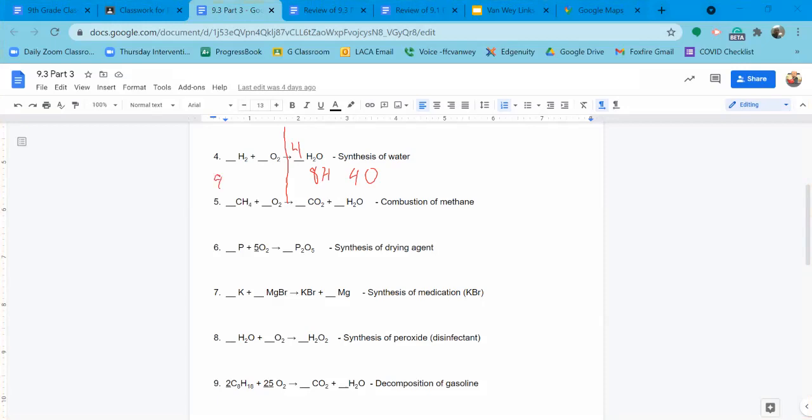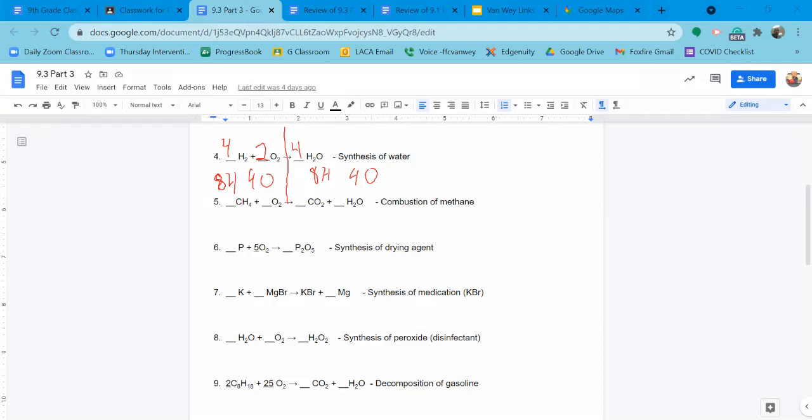So I need to make 8 hydrogens over here. I need to make 4 oxygens over here. So to make 8 hydrogens, they come in pairs, so I'm going to have 4 of these. To make 4 oxygens, they come in pairs, so I'm going to need 2 of these. Well, this is great. It is balanced, but it needs to be simplified.